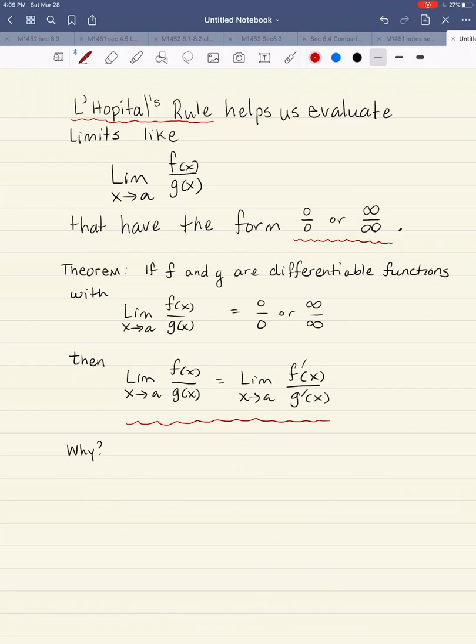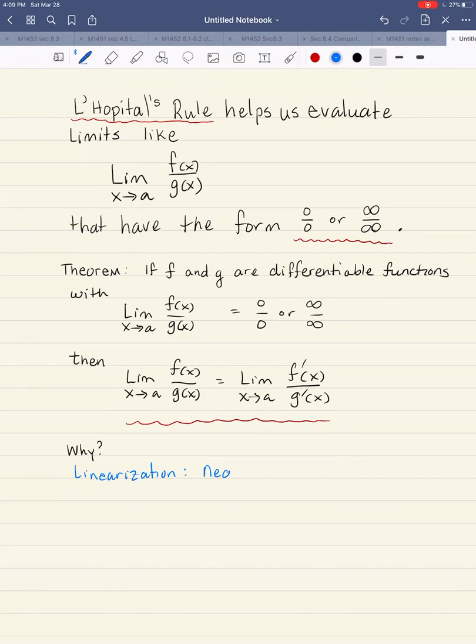So here's the statement of L'Hopital's rule. If f and g are differentiable functions, and the limit, as x goes to a (could be infinity), of the expression f of x over g of x takes on the form 0 over 0, then you can evaluate that limit by taking the limit of the ratio of the derivatives. The reason that works is, remember the linearization of functions?